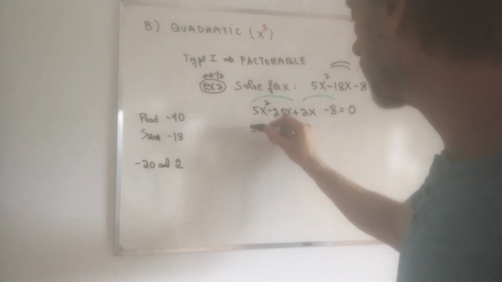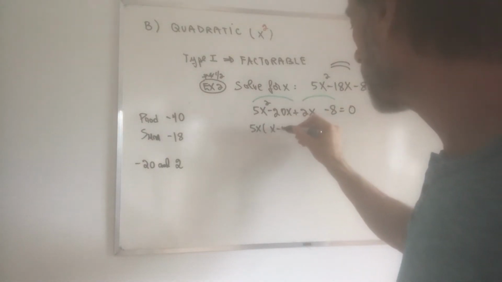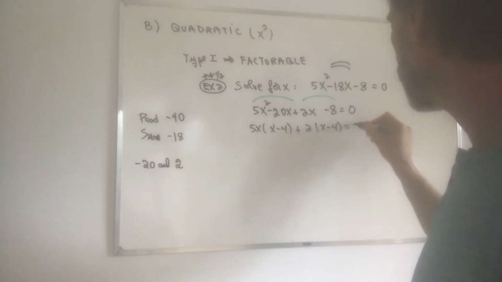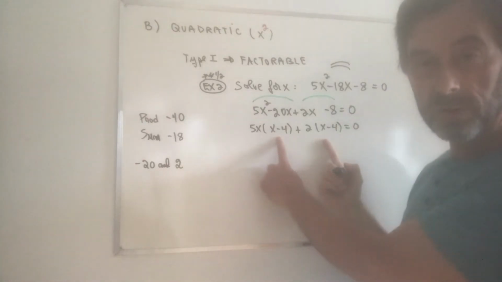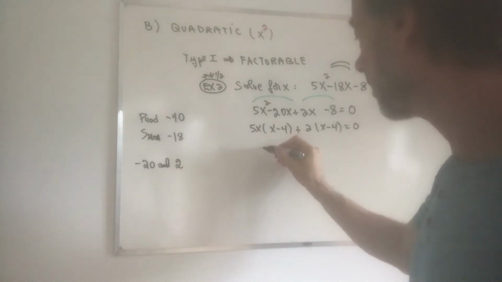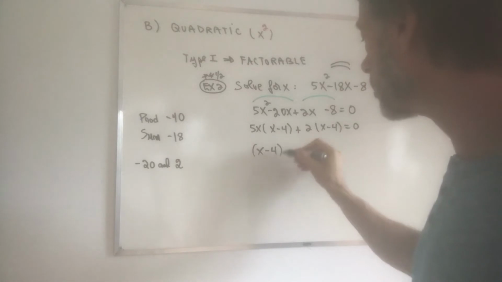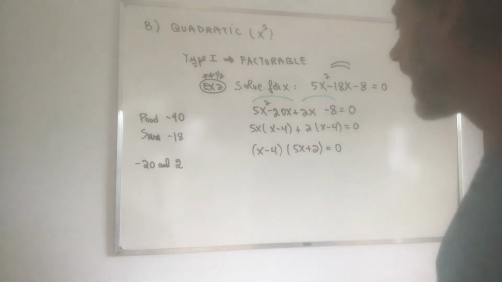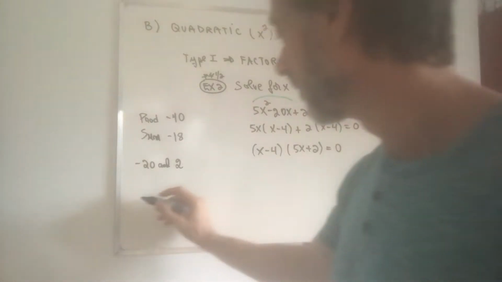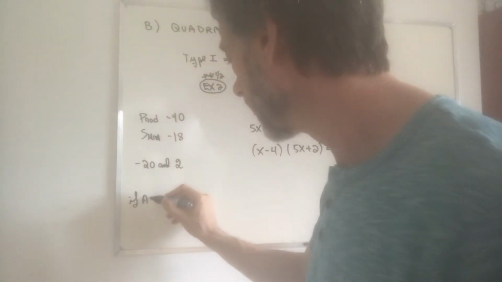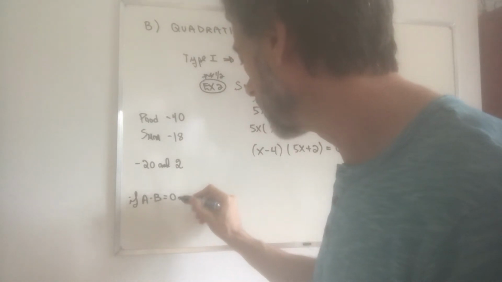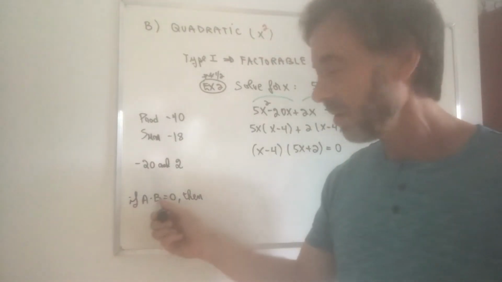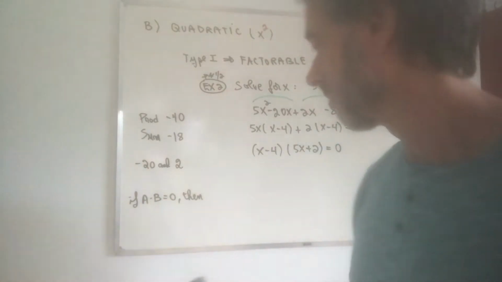So here we are left with the 5x and x minus 4, and here with the 2 and x minus 4. Remember that we are successful if we have the same term in the bracket, and we do, so success. We have this. And now we apply the following principle: if a times b is equal to 0, then what? Either a is 0, or b is 0, or both, right?